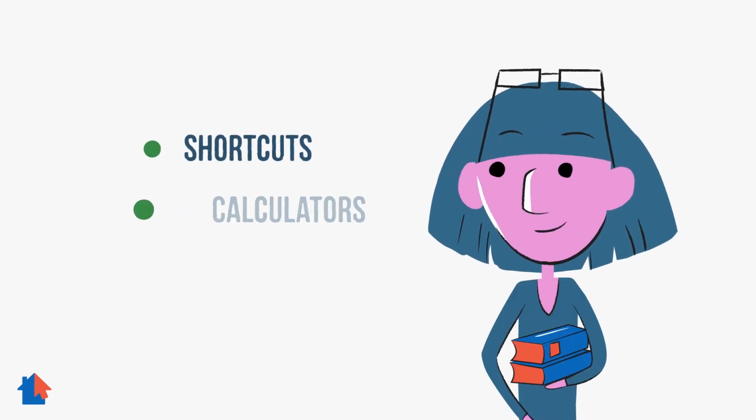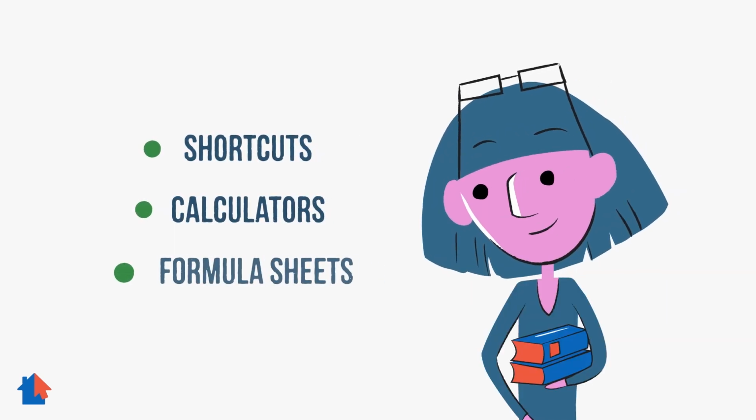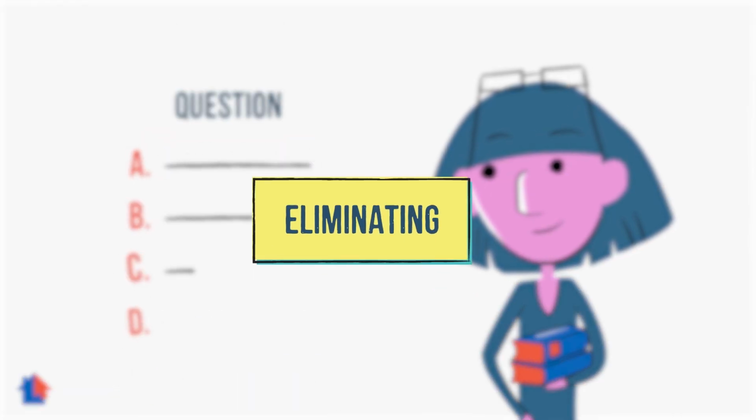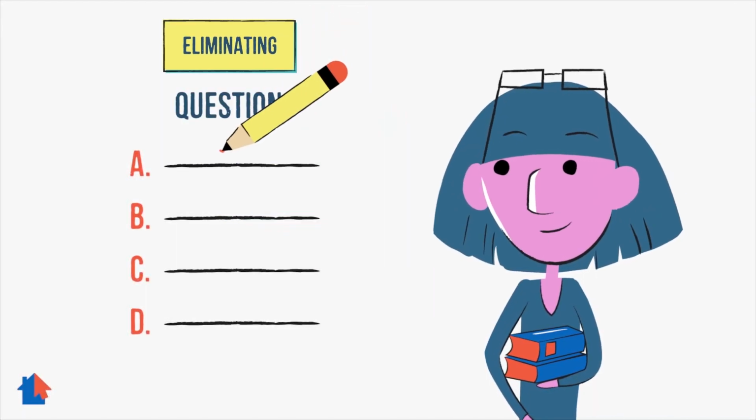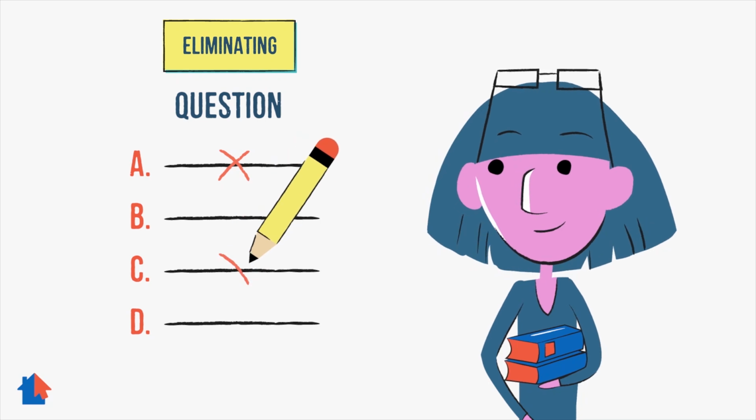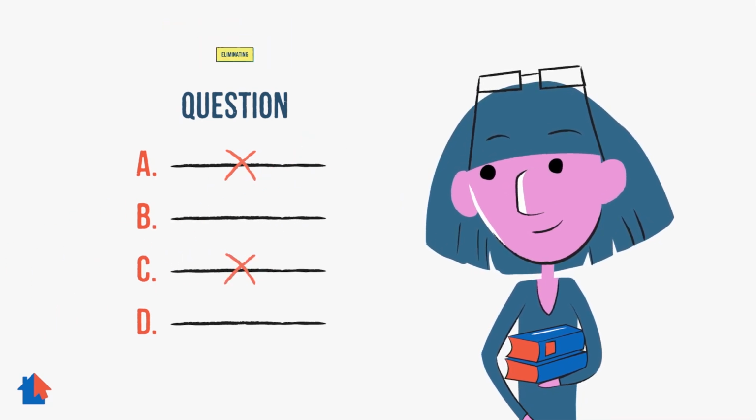Use shortcuts, calculators when allowed, and the formula sheets. Eliminating means getting rid of something. Eliminate answers on your test by first crossing off the answers that are obviously wrong.